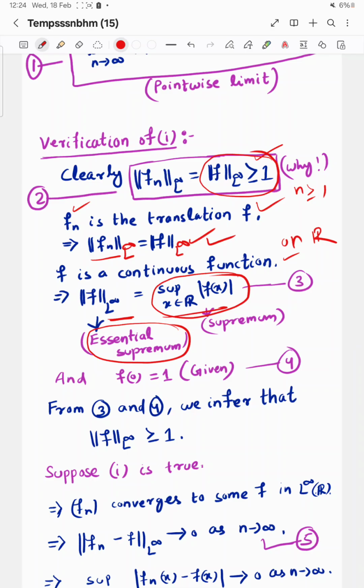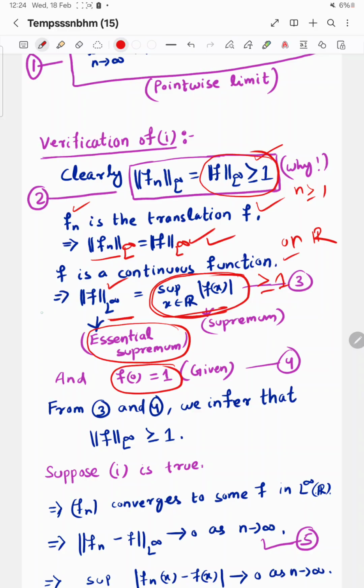But for a continuous function, the essential supremum is equal to the supremum. In addition, we are given that f of 0 is equal to 1. Since at one point the value is 1, the supremum of f of x over x is greater than or equal to 1. So the L infinity norm of f is also greater than or equal to 1.